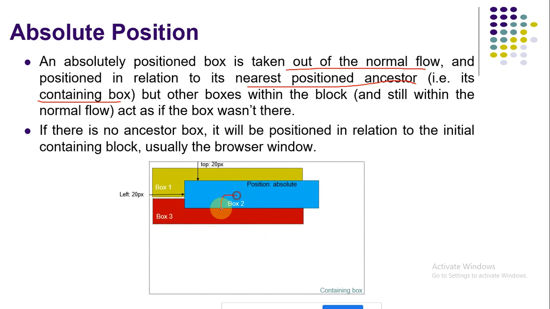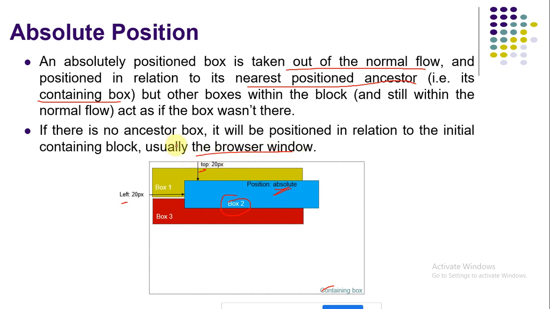For example, for box 2 I am applying position absolute, so it will come out of the normal flow and box 3 will catch that place. Based on the top value and the left value, box 2 will be placed relative to the top and left of its containing ancestor box, provided this containing box is positioned. If there is no ancestor box, it will be positioned in relation to the initial containing block, usually the browser window.